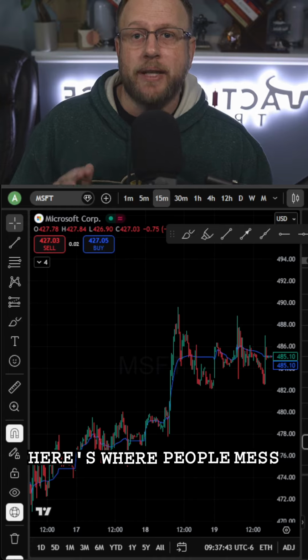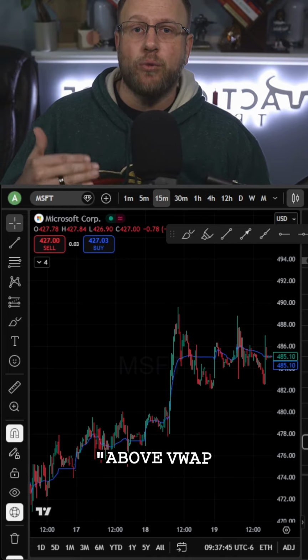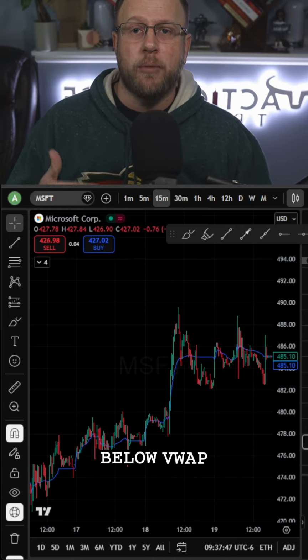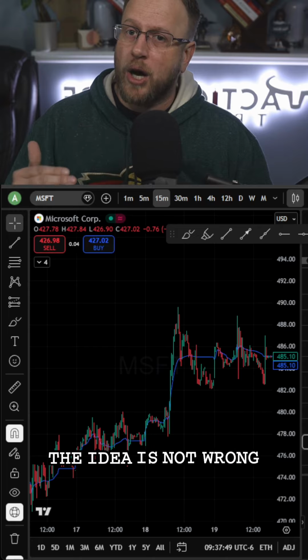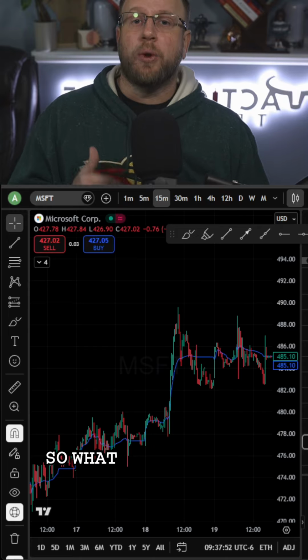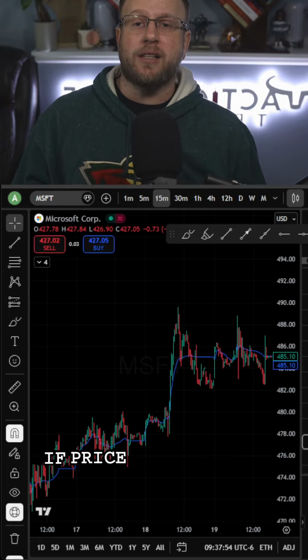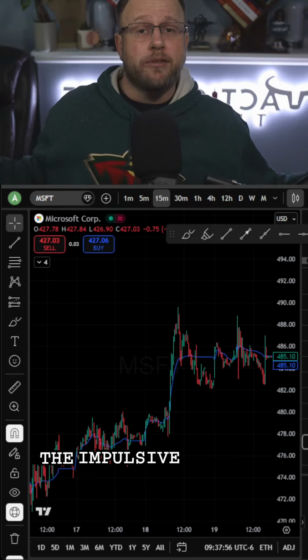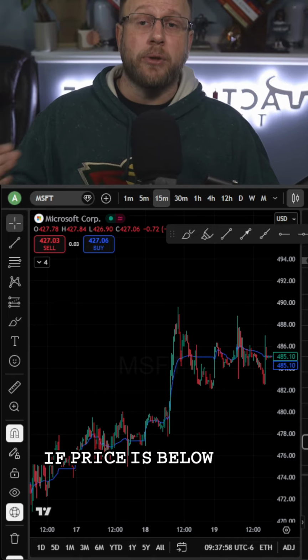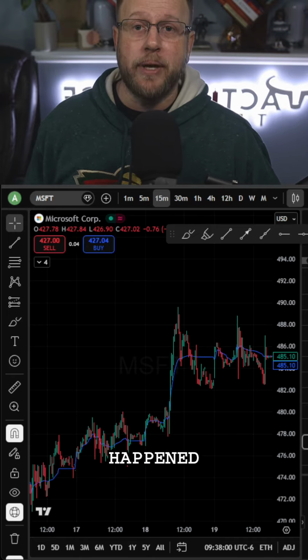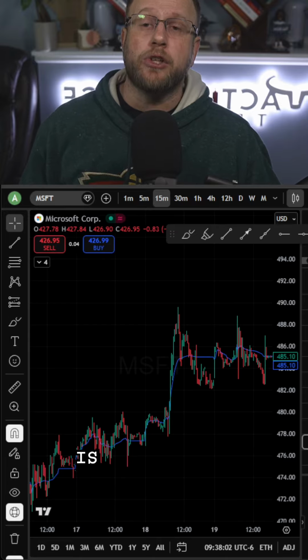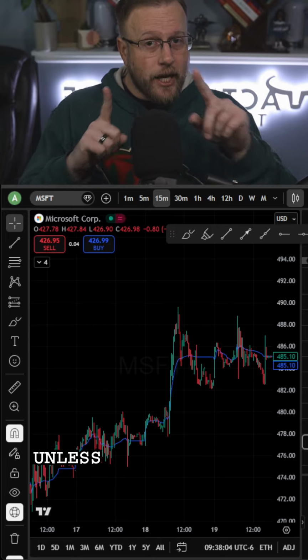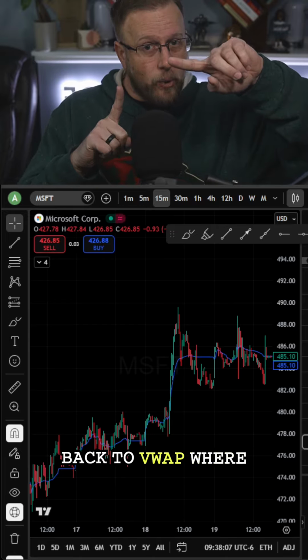Now, here's where people mess this up. You'll hear traders say, above VWAP, look for shorts. Below VWAP, look for longs. And that idea is not wrong. It's incomplete, though. What the statement is really saying is this: if price is above VWAP, the impulsive move has already happened. If price is below VWAP, the sell-off already happened.